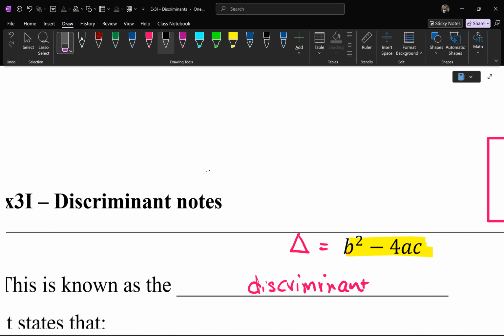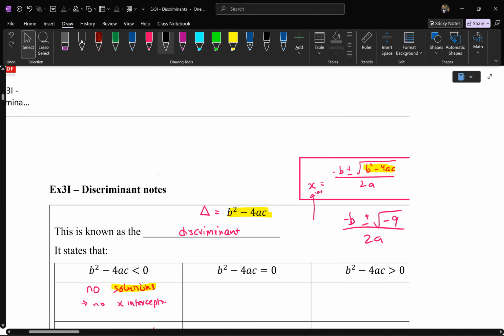Yep. You are already learning functions. You just haven't learnt the proper definitions for it. So this technically is a function.